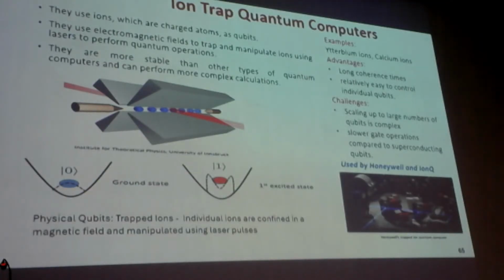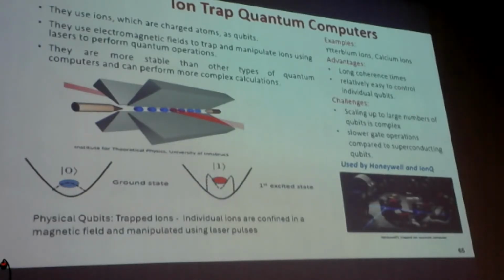Okay. Now we have ion trap quantum computers. They use ions, which are charged atoms, as qubits. So the technology used to generate qubits depends on the type. They use electromagnetic fields to trap ions and manipulate them using lasers to perform quantum operations. So you can see the laser beam there, where the ions are trapped.